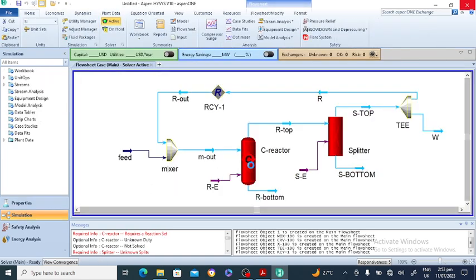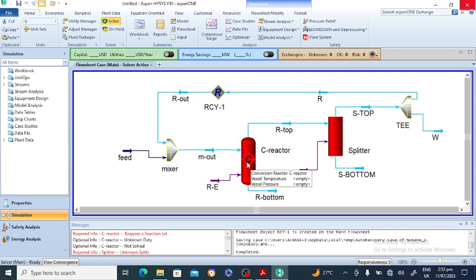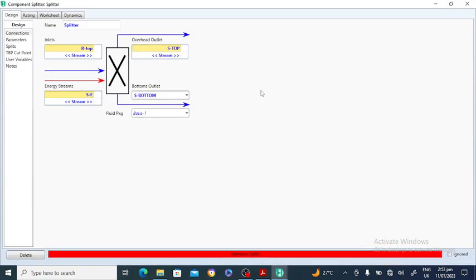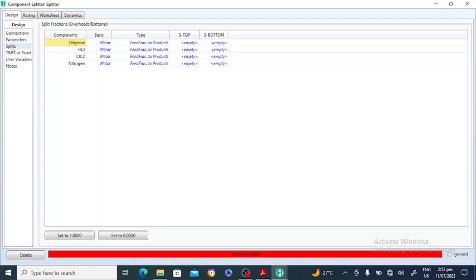This is the conversion reactor. Now we will go to the splitter. The splitter shows an error, unknown split. So we will go to the split, and here these are the components, and these are the bases, the mole, and the product ratio, and this is the splitter top, splitter bottom.